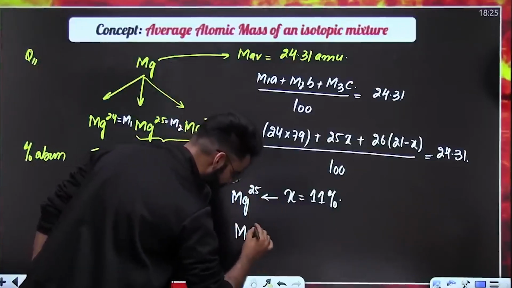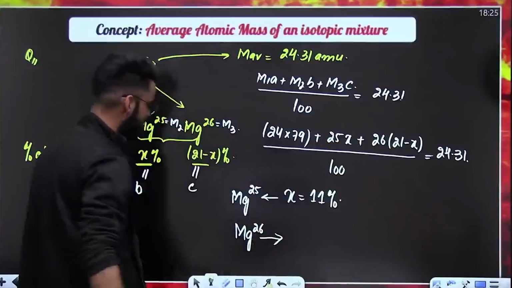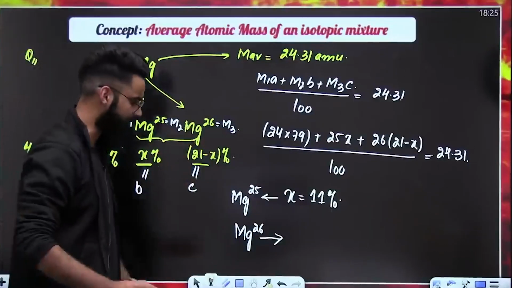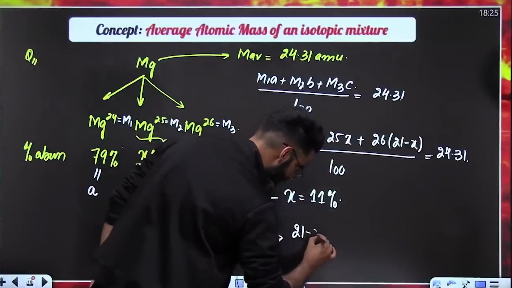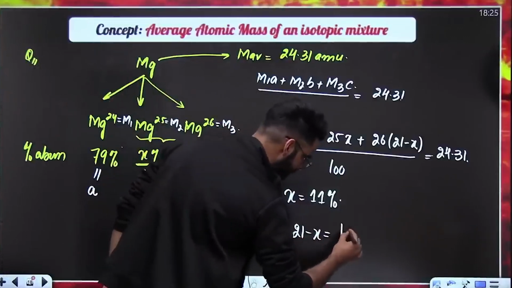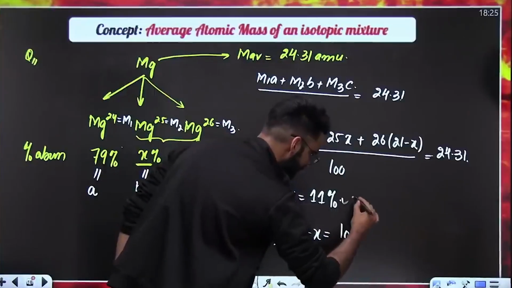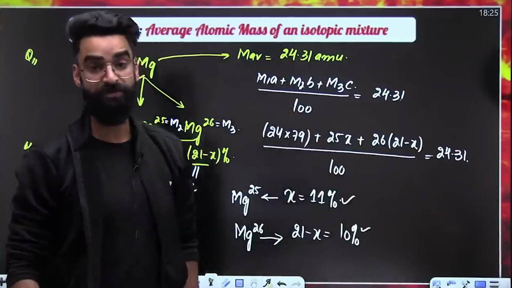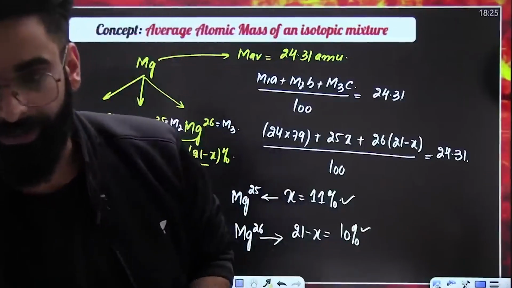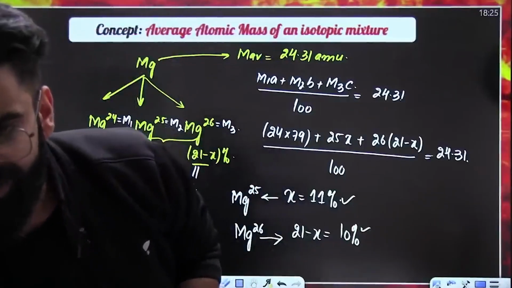Now, if you ask me what will be the percentage abundance of Mg26, that's 21 minus 11. That means the percentage abundance of the remaining isotope came out to be 10. So quickly in the chats, if everything seems clear till here.